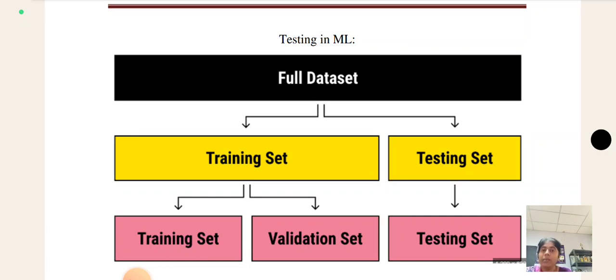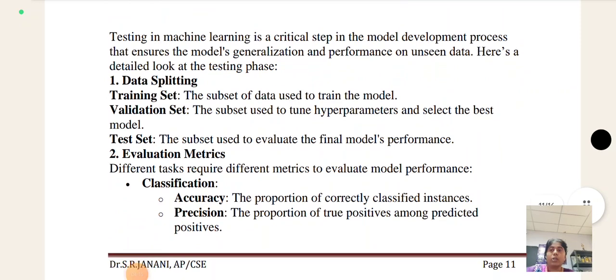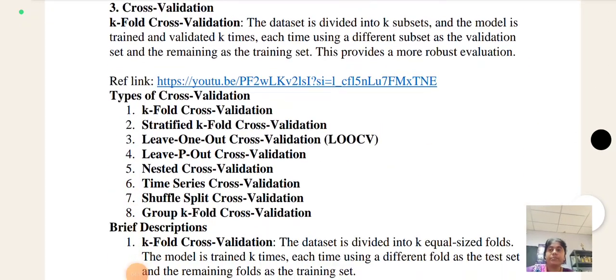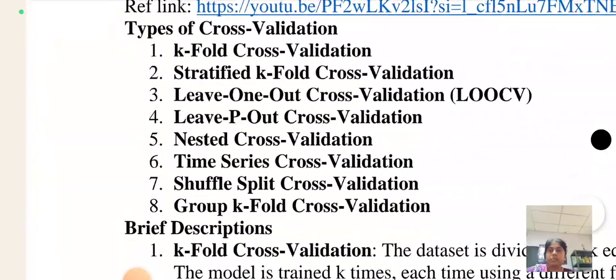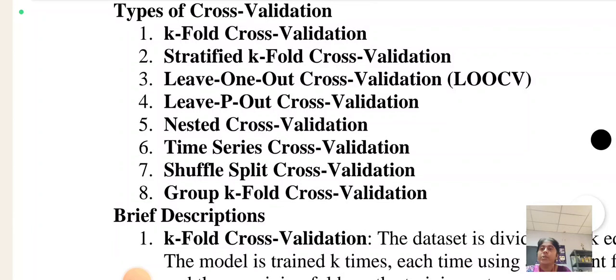In some cases, if you have a small amount of data, the percentages can vary. In that case, if you want to make better use of the data, we can go with cross-fold validation. There are several types of cross-fold validation, and I am telling only one type.